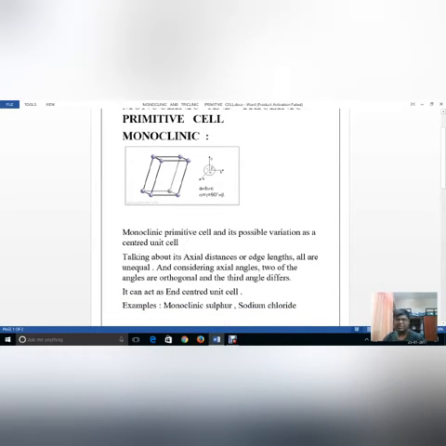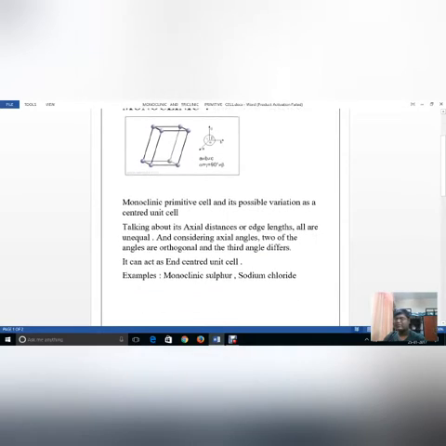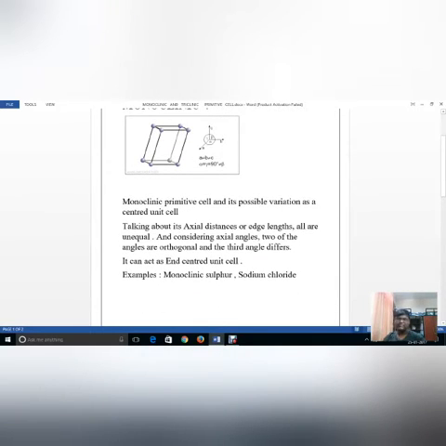Talking about its axial distances or edge lengths, all are unequal. Considering their axial angles, two of the angles are orthogonal and the third differs. It may be greater than 90 or less than 90. It can act as an end-centered unit cell too. The examples are monoclinic sulfur and sodium chloride.